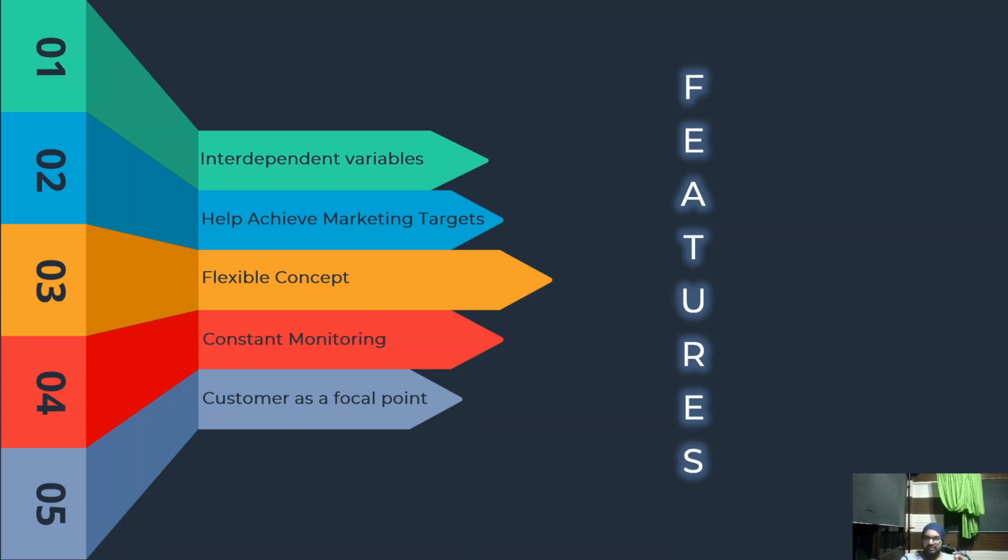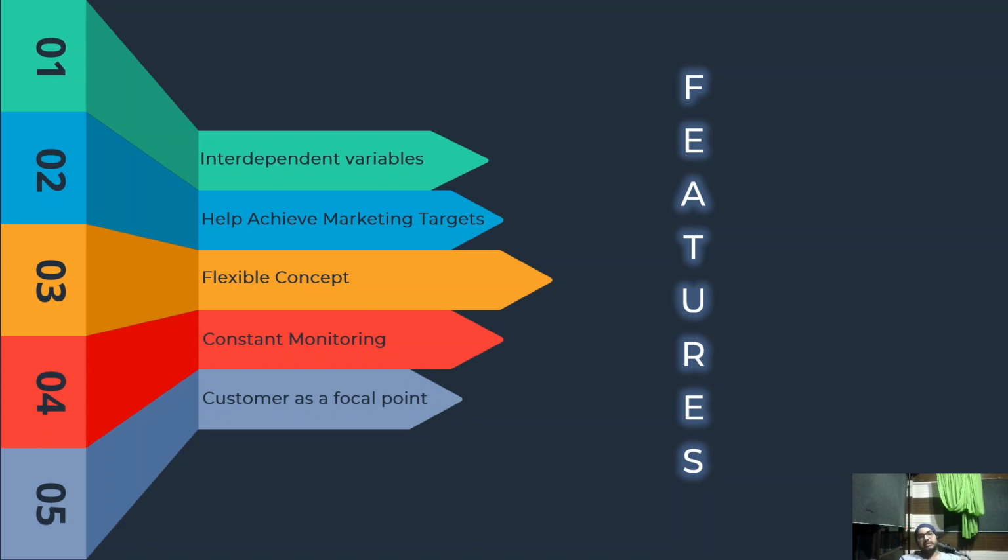What happens to the price affects the product also. It affects the place also. The kind of decision you take for the place, that is the warehousing or the distribution channel, affects the product also. It affects the price also. Then it helps you to achieve your marketing target. Marketing targets might be your sales target, your profit target, your customer retention target, where you don't want to lose a particular set of customers, or it could be customer satisfaction. A good marketing mix helps you to achieve these targets.